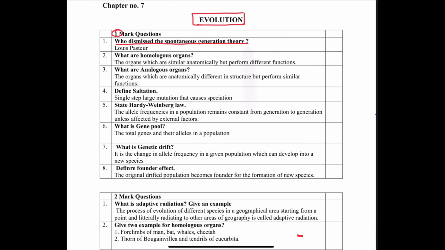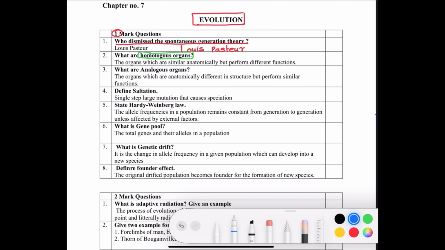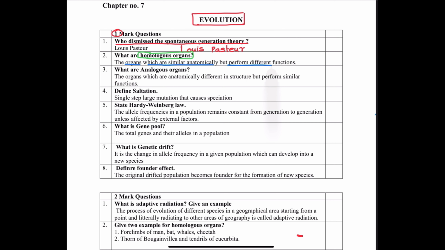Evolution. 1 mark questions. Who dismissed the spontaneous generation theory? Louis Pasteur. Second question. What are homologous organs? The organs which are similar anatomically but perform different functions. In short, similar structure, different function.